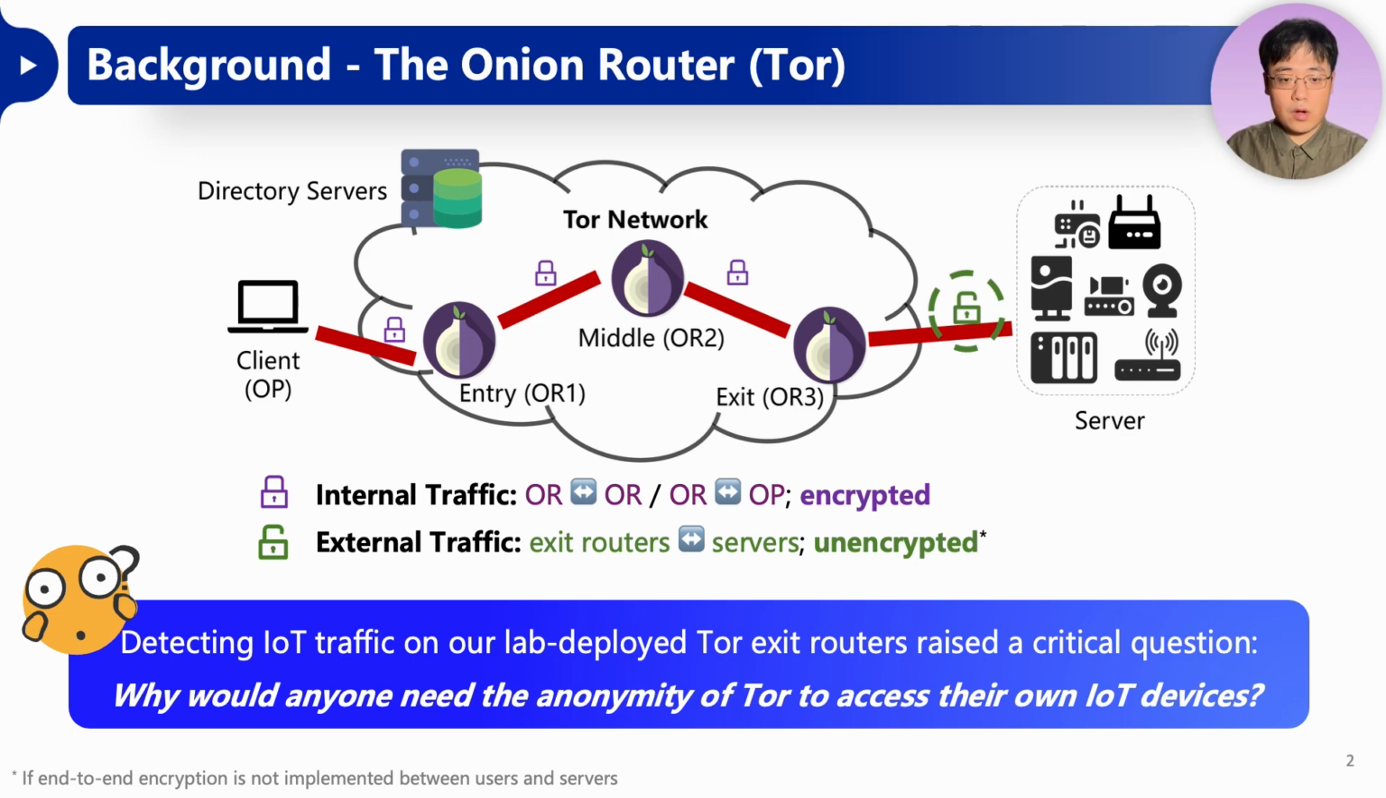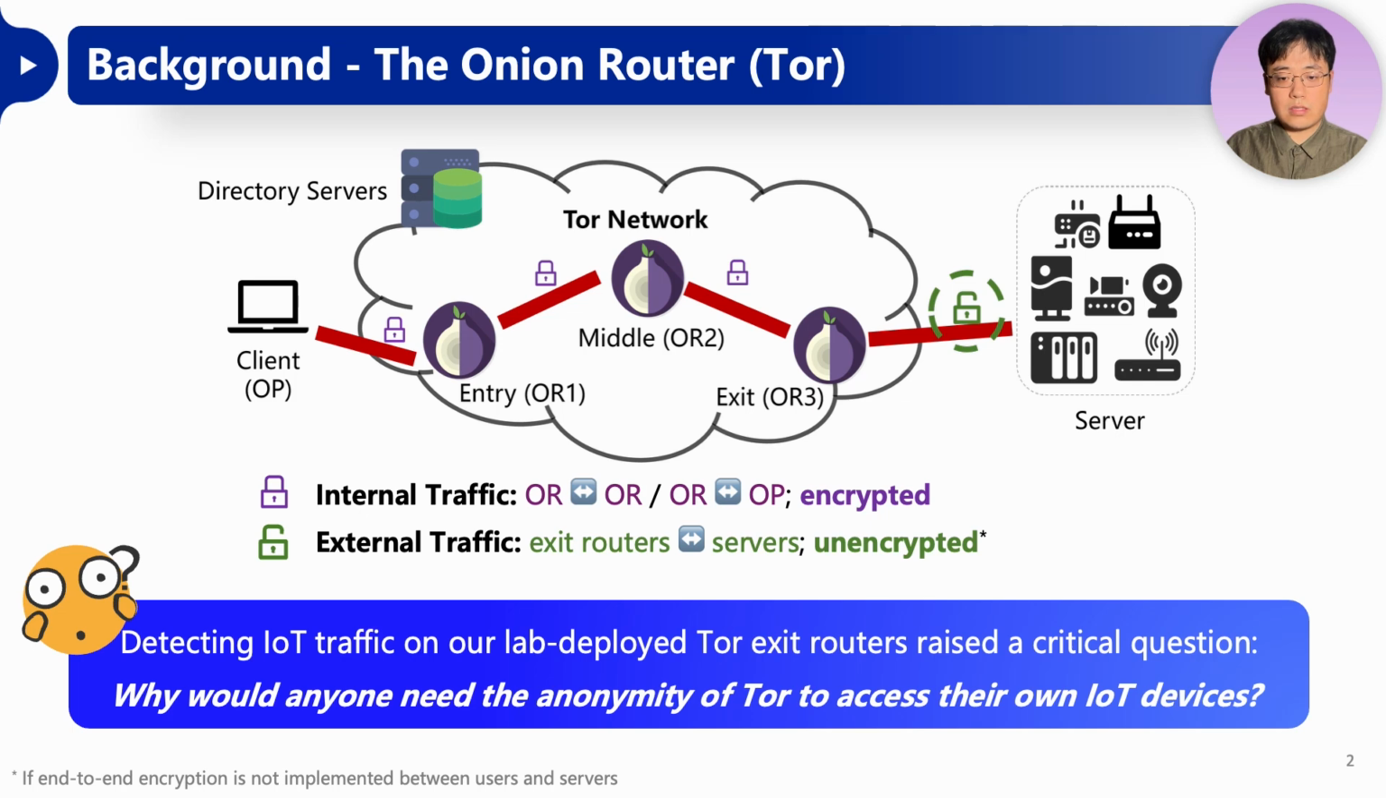Based on onion encryption and routing process, Tor traffic can be divided into two types. Internal traffic, transmitted between onion routers, is encrypted, and external traffic, which flows between the exit router and the destination server, is no longer protected by Tor's encryption.